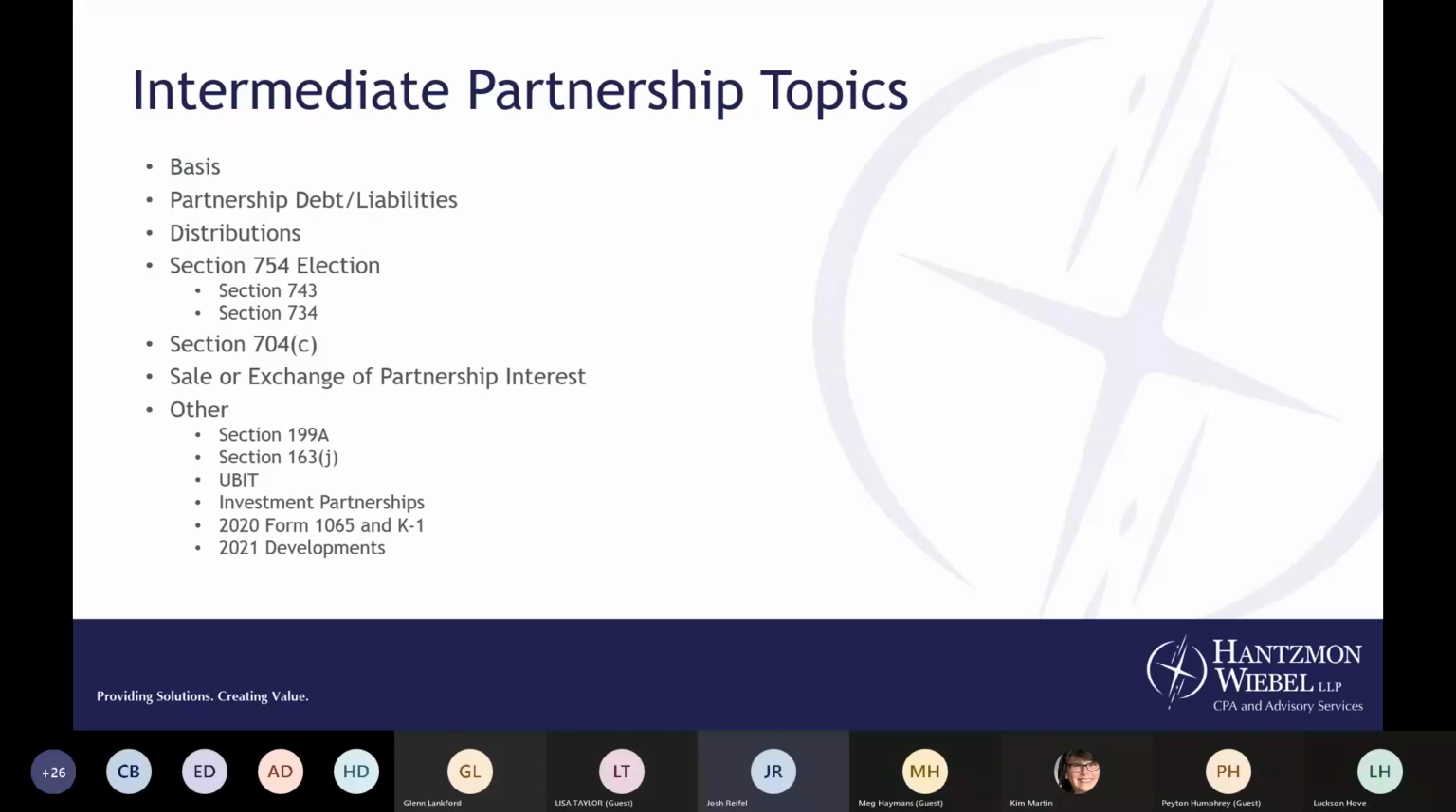Section 199A, section 163J, both of those were presented this morning, so we'll just briefly talk about how they affect partnerships. We'll talk briefly about UBIT, investment partnerships. We will look briefly at the 2020 Form 1065 and K1 and any new items related there, as well as looking forward to the 2021 tax year, so 2022 filing season, with some developments, especially with the Schedule K1 that we need to be aware of as we're going through this next tax year.